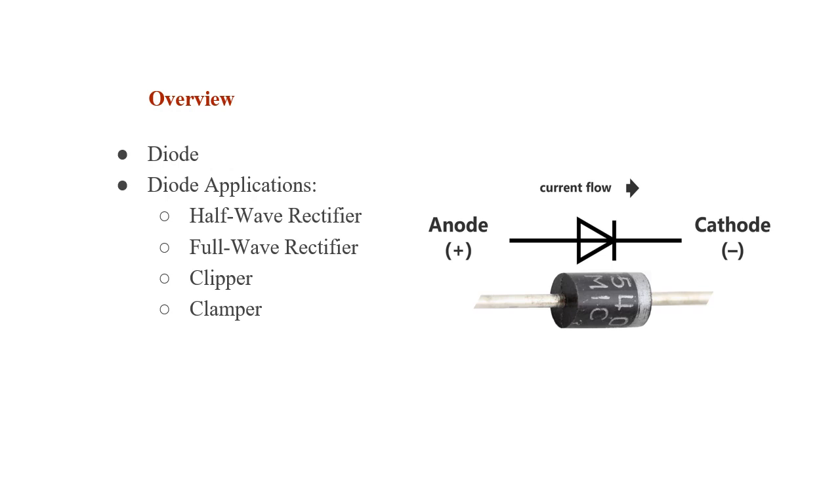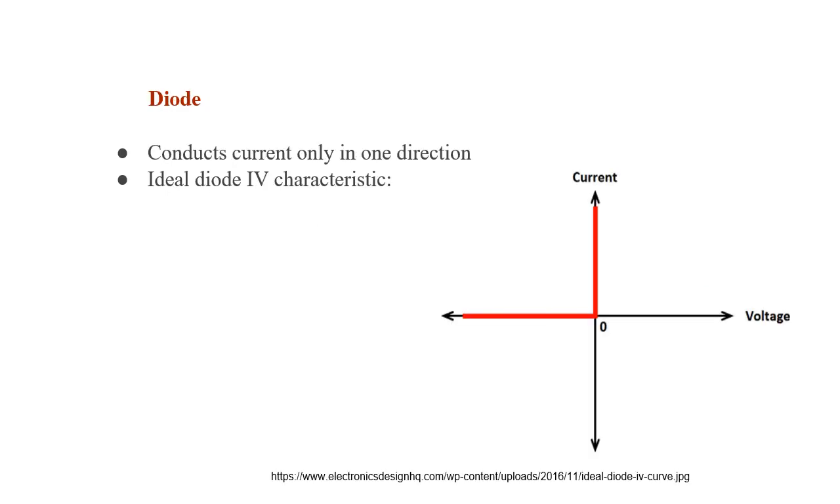You can also see the anode and the cathode and where they're located with respect to the diode symbol and how the current normally flows within the diode. A diode generally conducts current in only one direction. So here you see the IV curve of an ideal diode. If you were to plot the current versus the voltage of a diode, this is the curve you're going to get of an ideal diode.